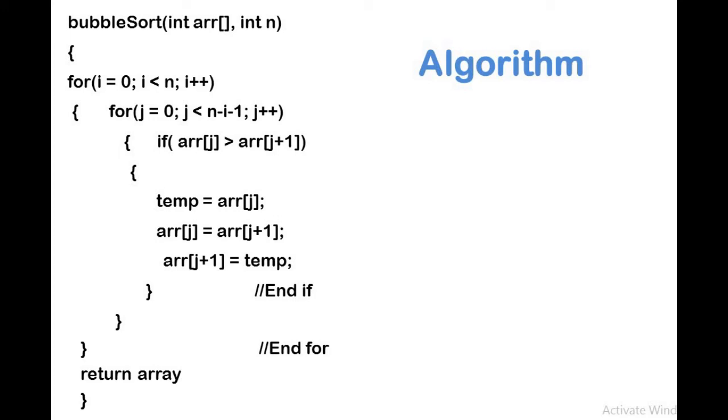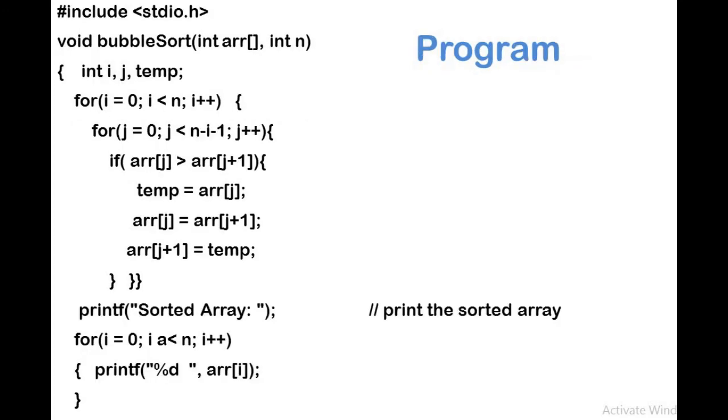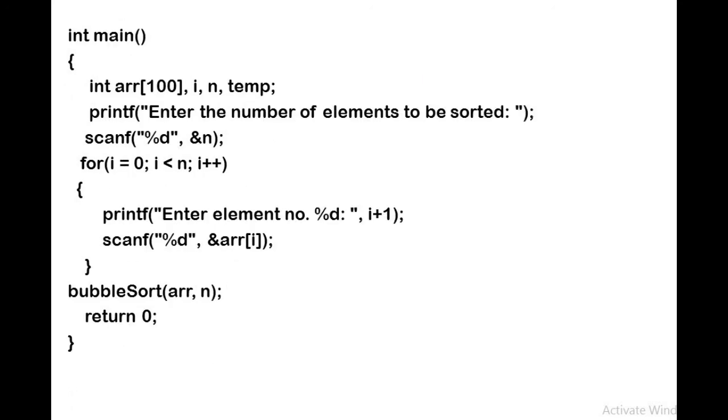Next we move to the programming part. Here the programming part has the header file, and this is what we had in the algorithm part. We write the same thing in the program that we had in the algorithm part. Here we can save up to 100 elements. A temporary variable is used for swapping the values. N is the number of elements.